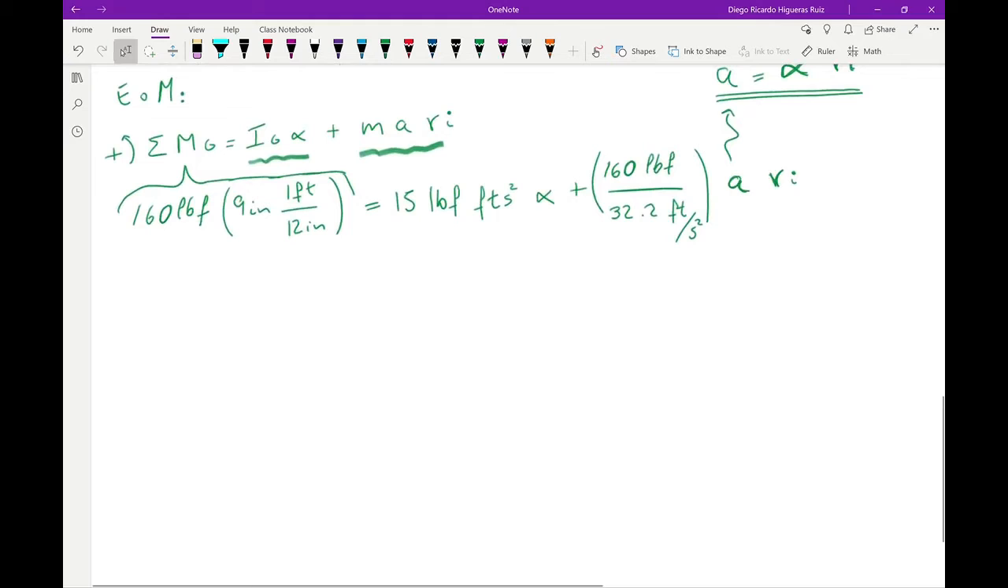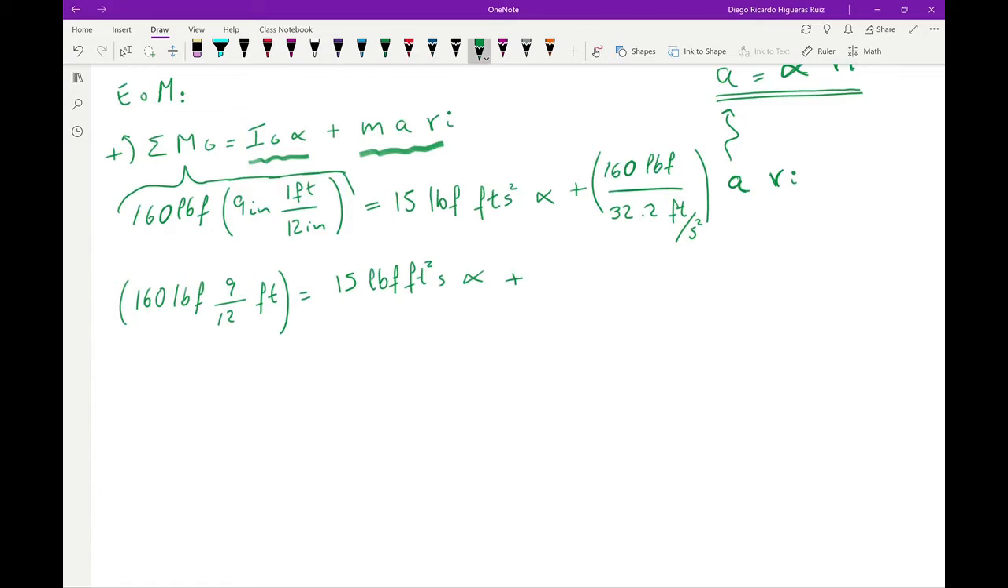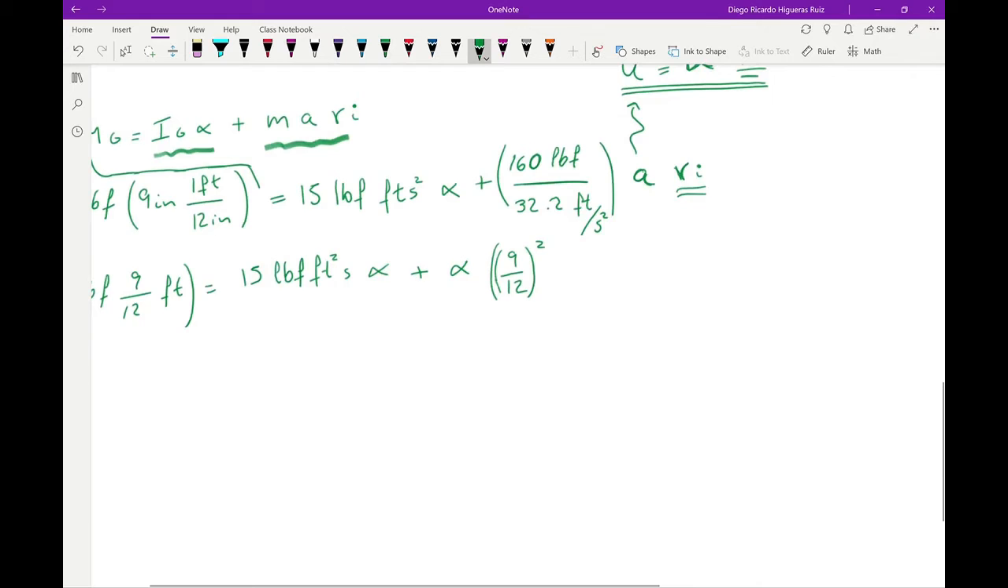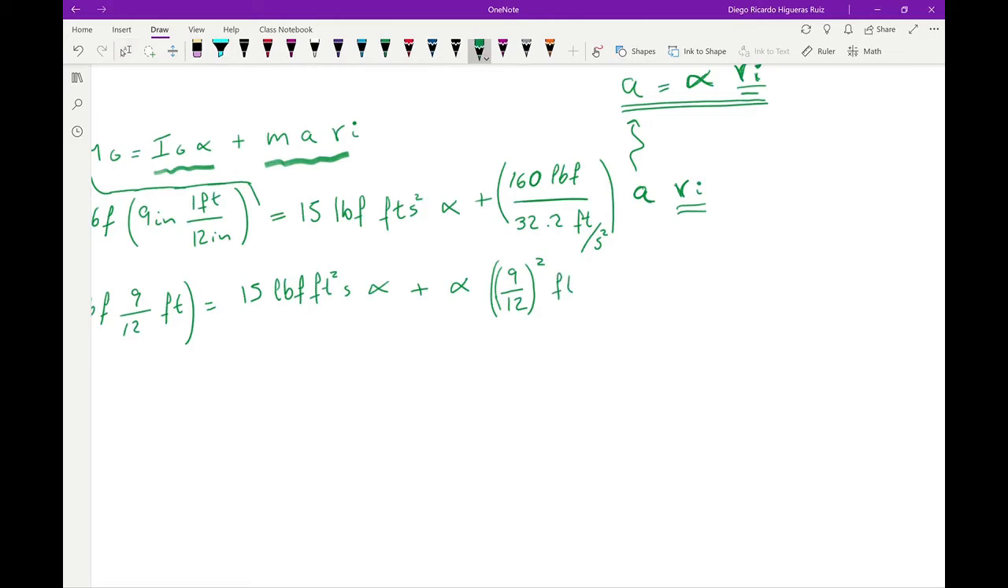It's gonna be 160 pounds force multiplied by 9 over 12 feet, that's the first part, equal 15. There we go. Is that right? Yes. Times alpha plus, and I'm gonna rewrite this entire thing, so it's gonna be alpha times 9 over 12. This is gonna be square, right? Because we get this and this, so it's gonna be Ri square feet square as well. And finally, this mass term.